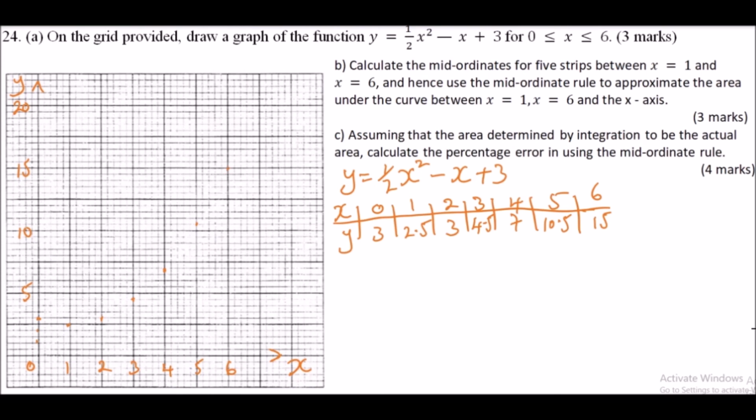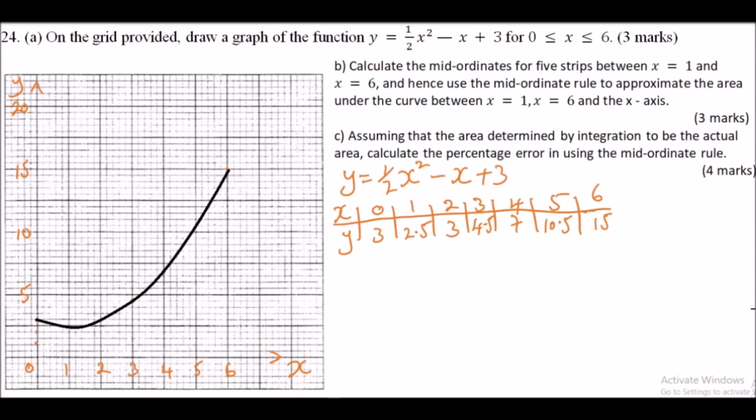So these are the points that are going to guide us to plot the curve of the function y equals a half x squared minus x plus 3. So using your free hand, you join these points and you come up with the graph.